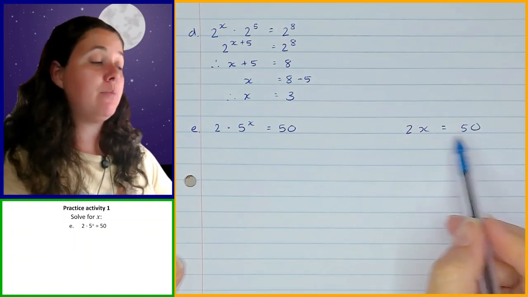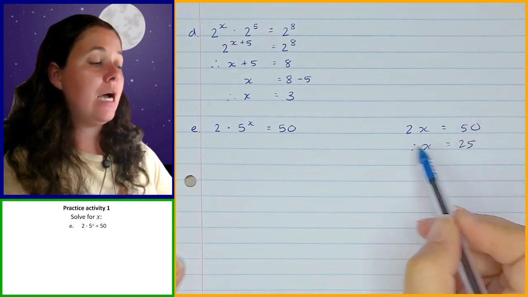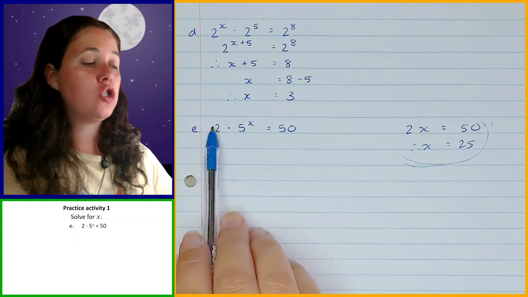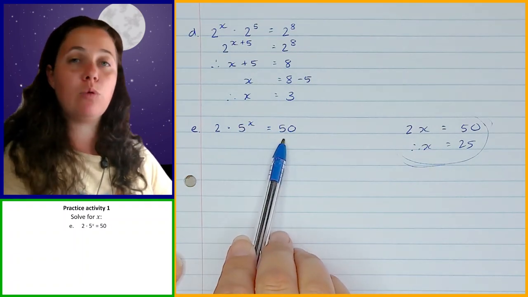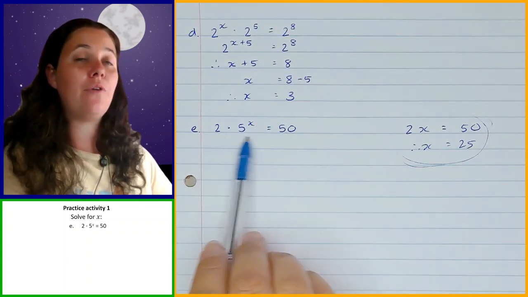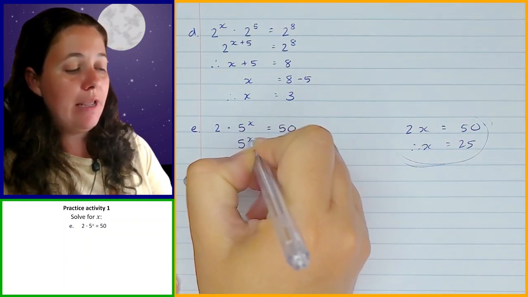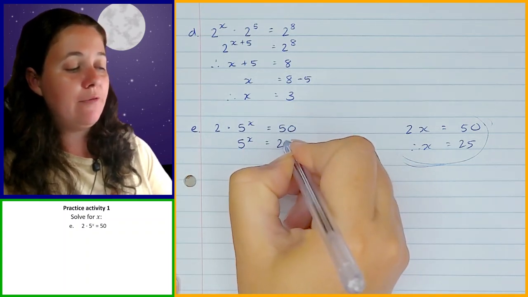I would divide both sides by 2 and I'd say therefore x equals 25. I'm going to use the same concept over here. I've got 2 times something that I want to get on its own equal to 50. So what am I going to do? I'm going to divide both sides by 2. So that gives me 5 to the power of x equals 50 divided by 2, which is 25.